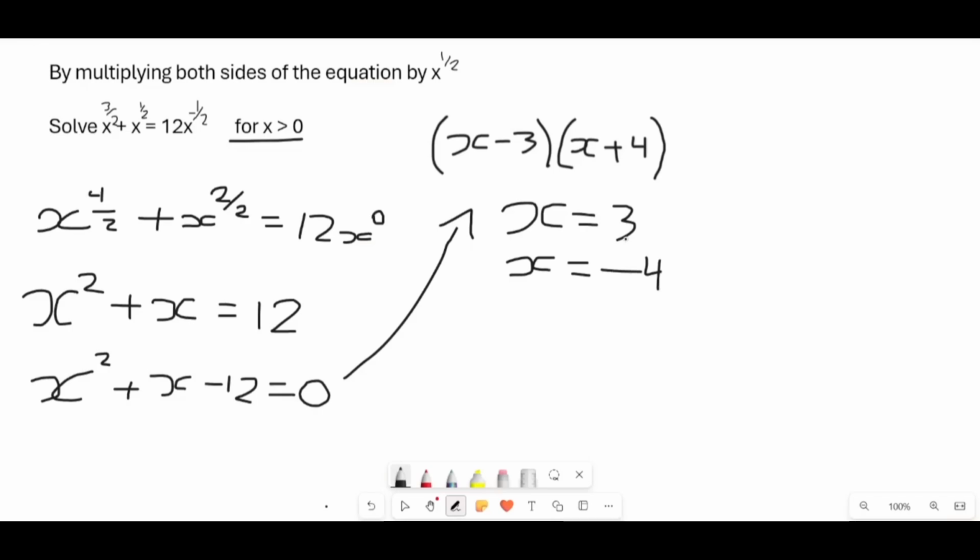So normally what I would say is now here are your two answers, but remember it says for x is greater than 0. So as some of you might have guessed, this negative answer, we're not counting that because it's not greater than 0. So we're left with our single answer here, x equals 3.